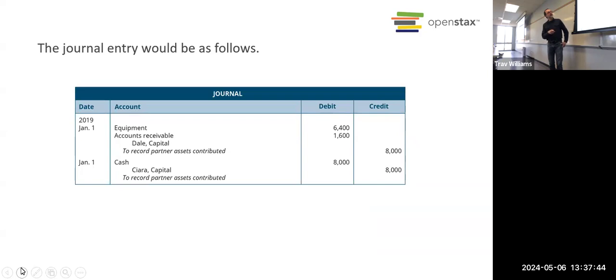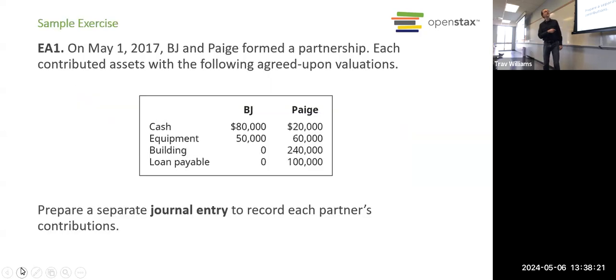Here's the journal entry. So the partnership is getting the equipment and the accounts receivable, and they're issuing to Dale capital of $8,000. It's kind of like stock. That's his ownership in the partnership. So the partnership has issued that capital to Dale. Ciara contributed $8,000, so the partnership got $8,000 in cash, and again, assigned $8,000 in capital to Ciara. It's a pretty simple journal entry there.